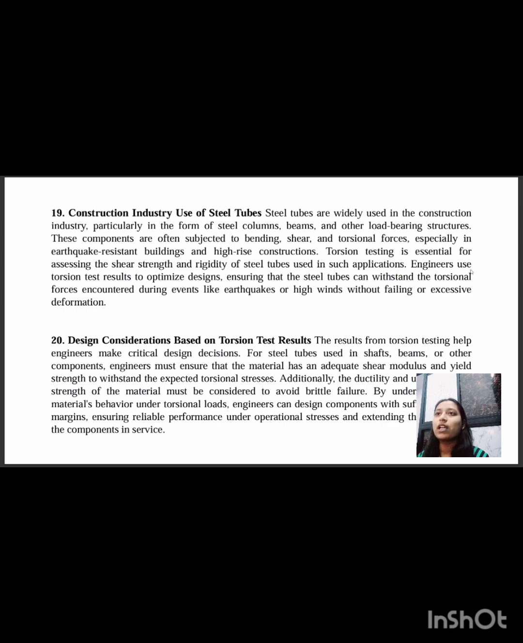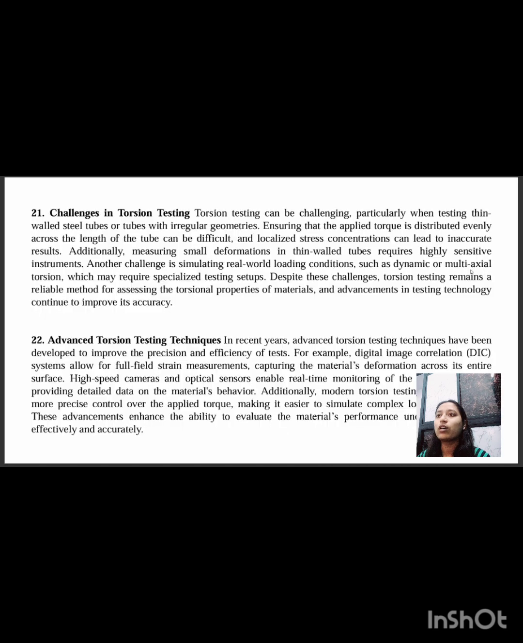So next, challenges in torsion testing. Torsion tests can be challenging, particularly with thin-walled steel tubes or tubes with irregular geometry. Ensuring that the applied torsion is distributed evenly across the length of the tube can be difficult, and localized stress concentrations can lead to inaccurate results. And technologies continue to improve the accuracy.